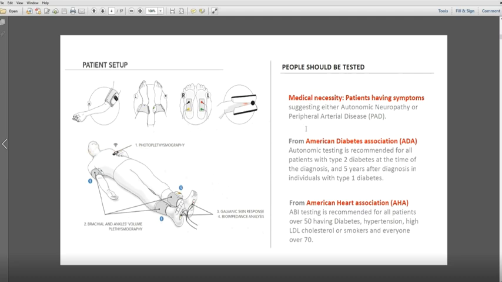And according to the American Diabetes Association, this type of testing is recommended for type 2 diabetics at the time of diagnosis, and 5 years after diagnosis in individuals with type 1. And from the American Heart Association, ABI testing is recommended for all patients over 50 who have diabetes, hypertension, high LDL cholesterol, smokers, and everyone over 70. So you can see it's a pretty big population of folks that should be tested.